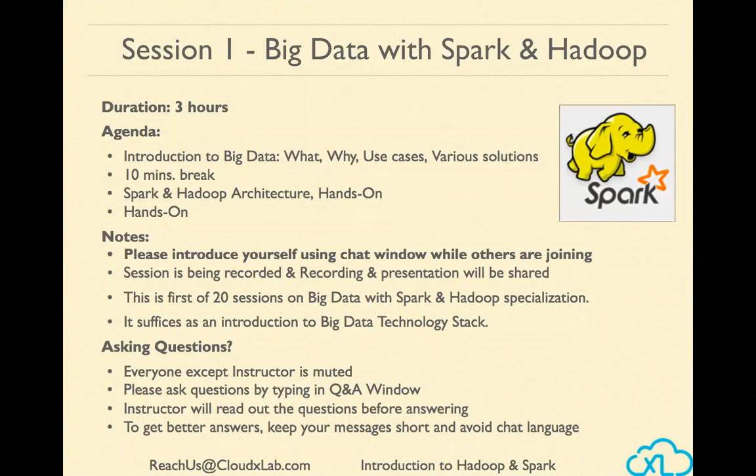Even if you are from a non-technical background, please stay in the session. This is going to be an overview. Only the hands-on part you may not get comfortable with, but the rest of the session is going to be generic and non-technical. This is the only session where we have more theory, but the rest of the sessions are more hands-on.